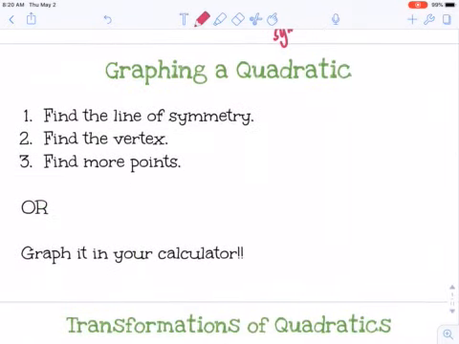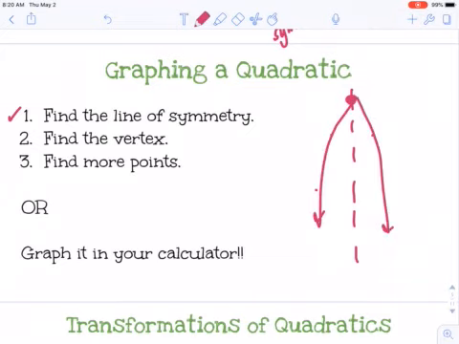What's important is that you first find the line of symmetry. That is step one every time, because that's going to give you the line that all the points can be reflected across. Okay, that's going to help you graph your quadratic more easily. Once you have the line of symmetry, then you want to locate the vertex on that line of symmetry. Okay, then you just want to find more points. So once you have the vertex, then you're going to have to plug in numbers to get more and just reflect them across the line of symmetry.